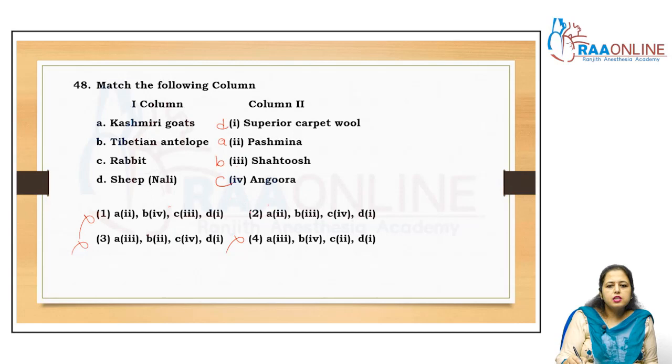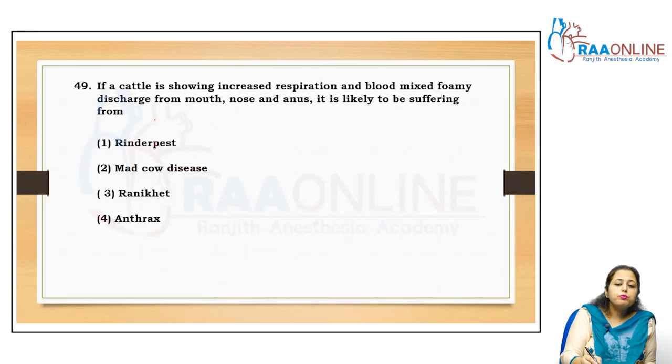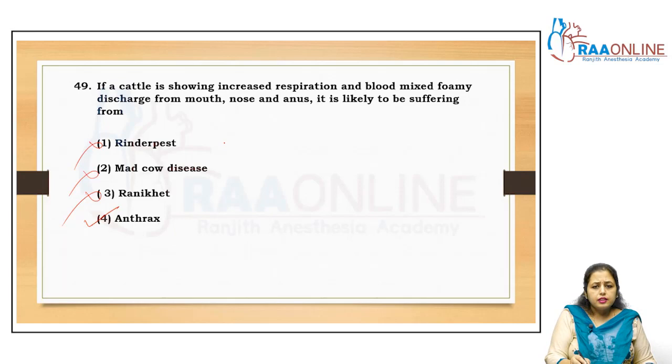Come to the next. If cattle are showing increased respiration and blood-mixed, foamy discharge from the mouth, nose and anus, what are they likely to be suffering from? Actually rinderpest is not related with that, and mad cow disease is not related with that. Anthrax is a disease of the ungulates, right? It is a cattle disease caused by Bacillus anthracis, right? And by the infection of that bacillus, the frothy discharge comes out from the mouth, nose and anus, mixed with blood, right?